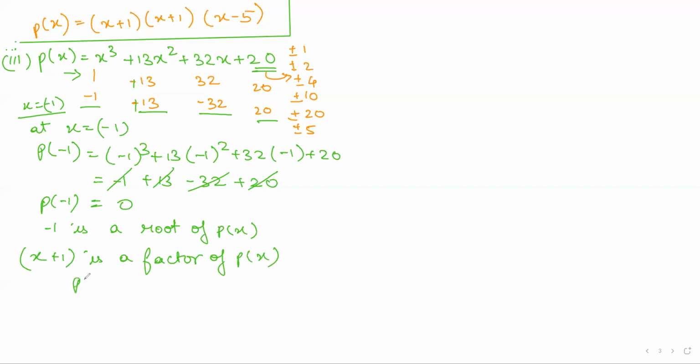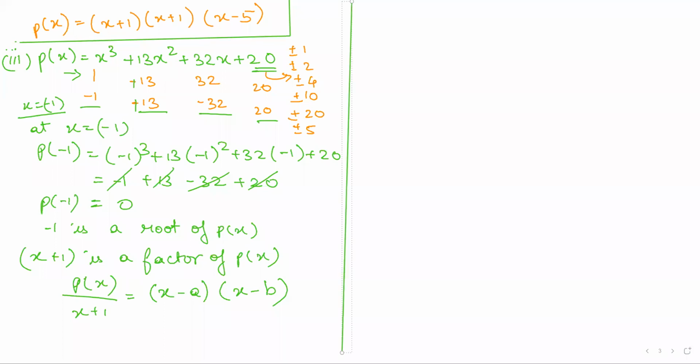Which means if you divide your P of x by x plus 1, you should get a quadratic polynomial to give you the remaining two factors, x minus a and x minus b. Let's do the actual division to get these values. P of x is written here, x cubed plus 13x squared plus 32x plus 20. This is divided by x plus 1.